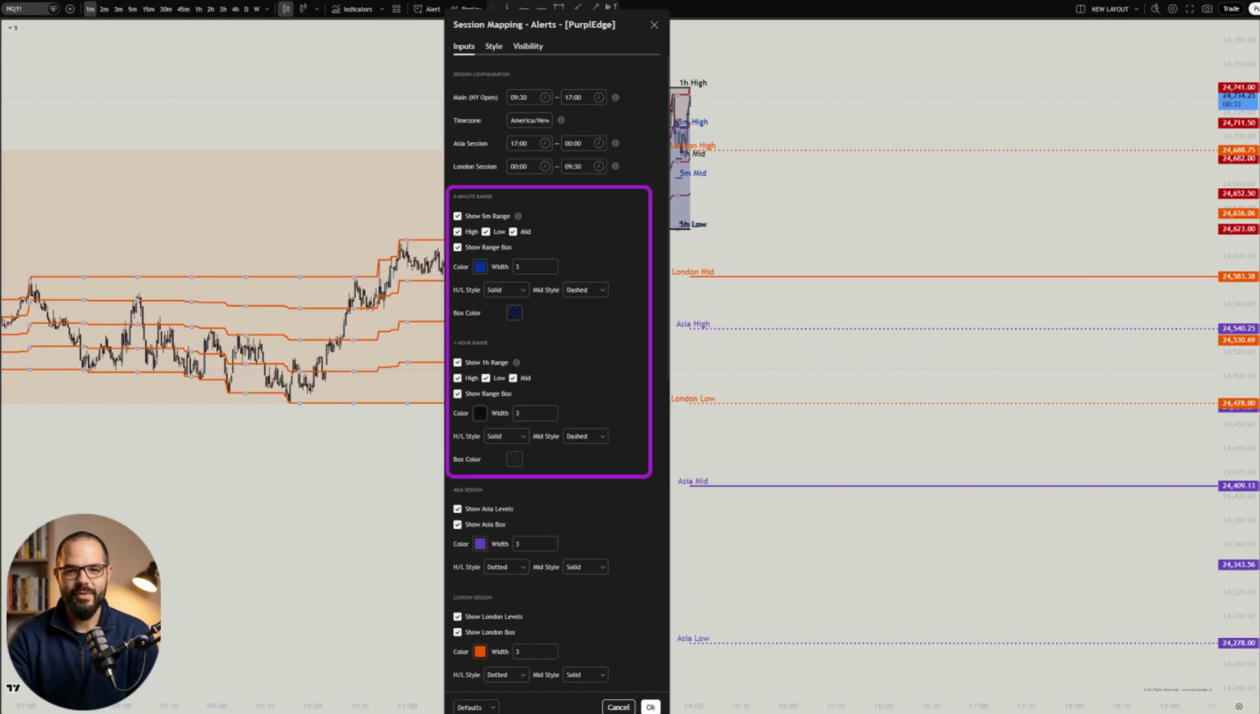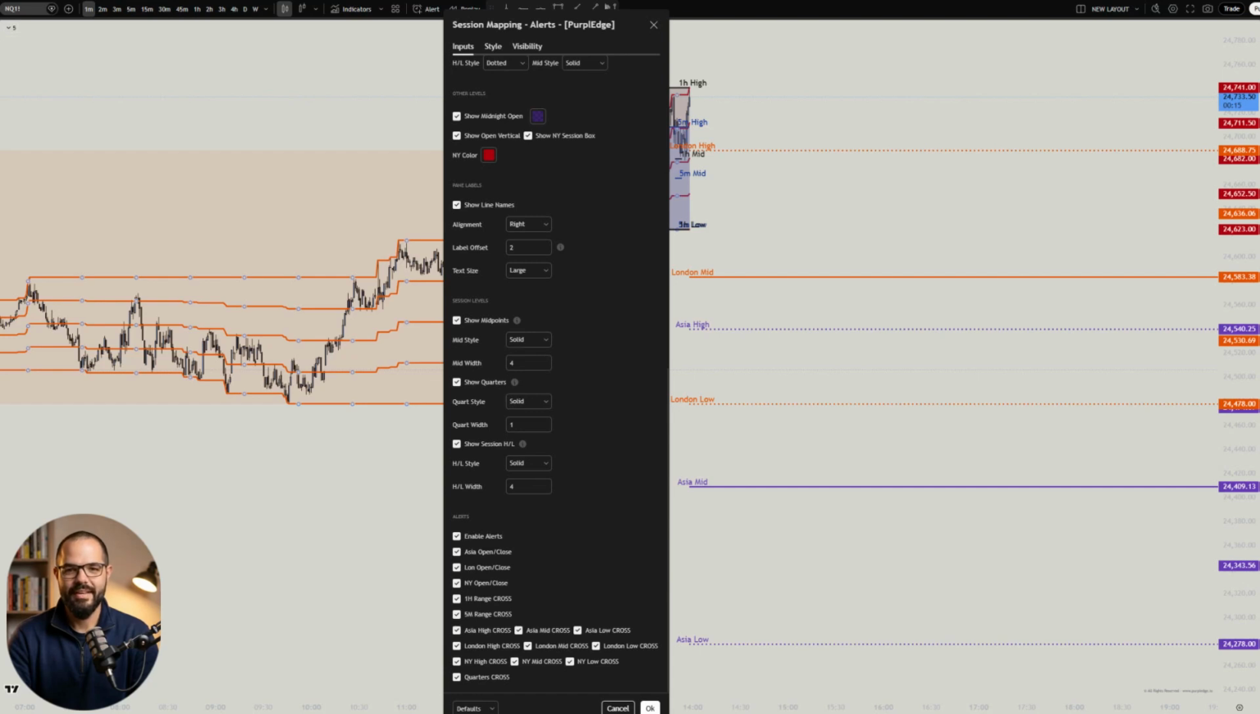Next, we have the 5-minute and 1-hour ranges. These represent the initial balance of the market. You can toggle the high, low, and mid levels, and even add a shaded box for better visibility. Everything is adjustable, from line styles to custom colors. You also have dedicated controls for the Asia and London session levels. This is where the system marks the overnight liquidity, giving you a head start before the main bell rings.